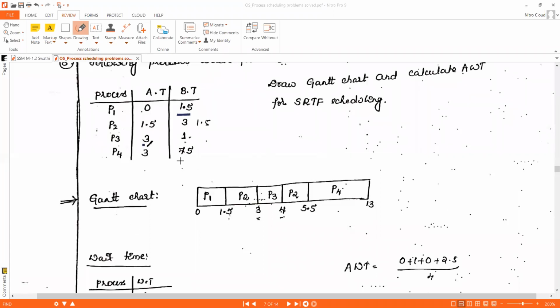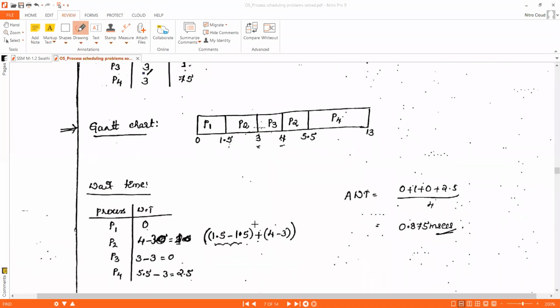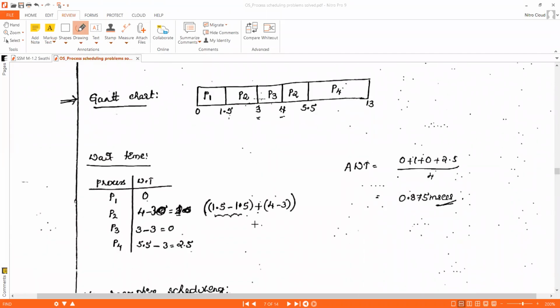Then we have only one process in the ready queue, process 4. Now the CPU will be allocated to process 4, and the CPU will execute process 4 till 13 milliseconds. At 13 milliseconds, the CPU will complete the execution of process 4. Now we need to find the waiting time. How do we calculate the waiting time?